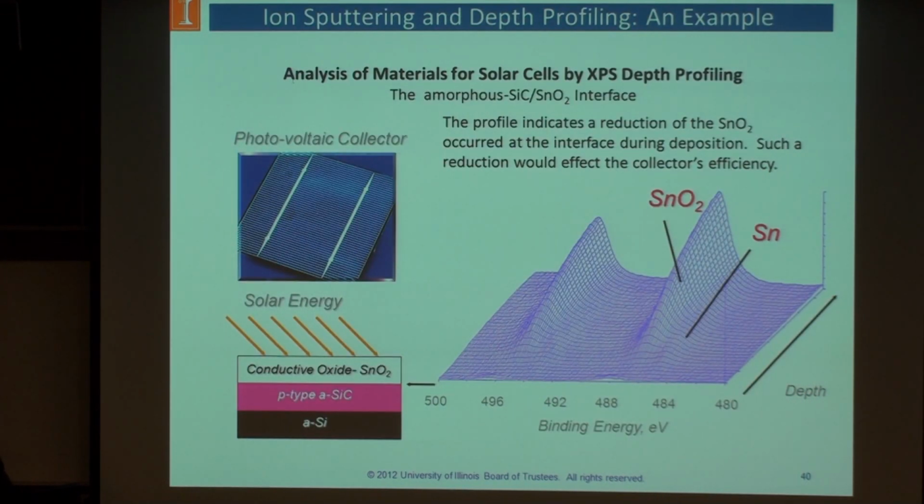Okay, so here's an example now where we're going to combine data collection with ion sputtering. Here a group is producing photovoltaics and depositing amorphous silicon carbide on a tin oxide, transparent conducting oxide. And so they're interested in the nature of this interface. They want to see if there's any reaction that takes place between the deposition process and the tin oxide. What they're interested in seeing is whether or not this process is reducing the tin oxide to tin metal at the interface. That would alter the electronic and optical properties, rendering the interface no longer transparent and then reducing its energy efficiency or its yield.